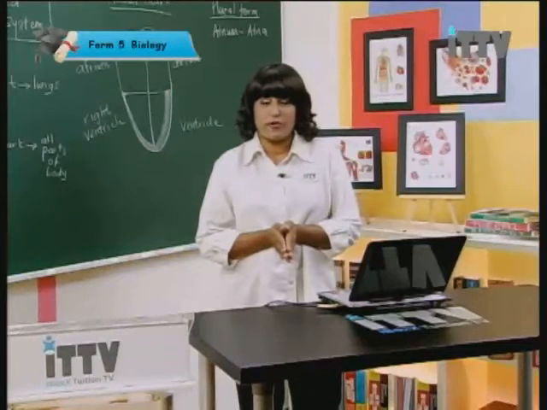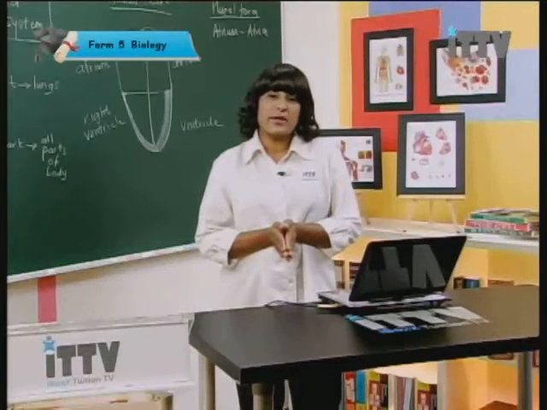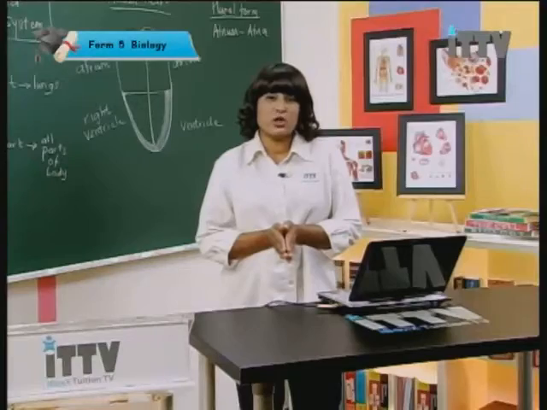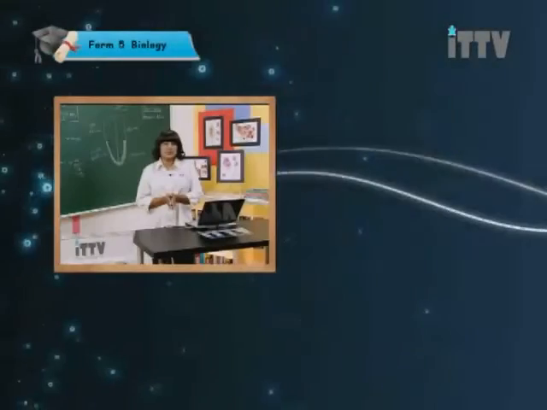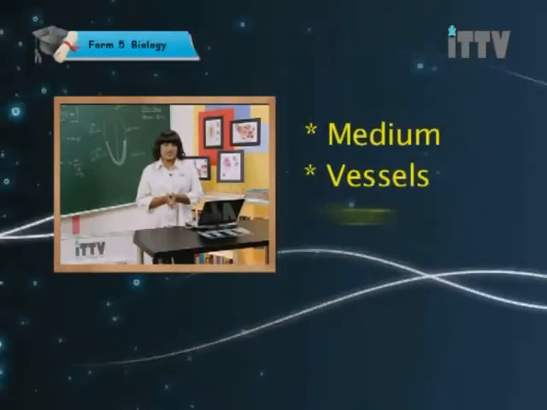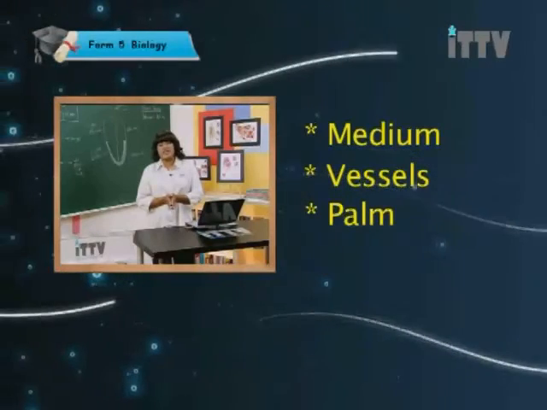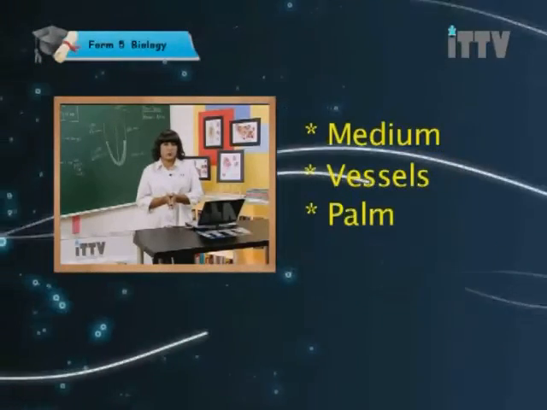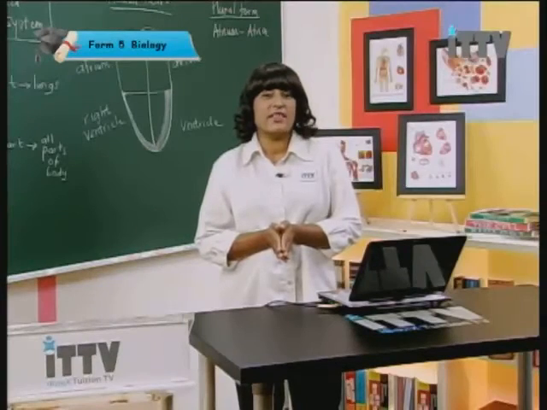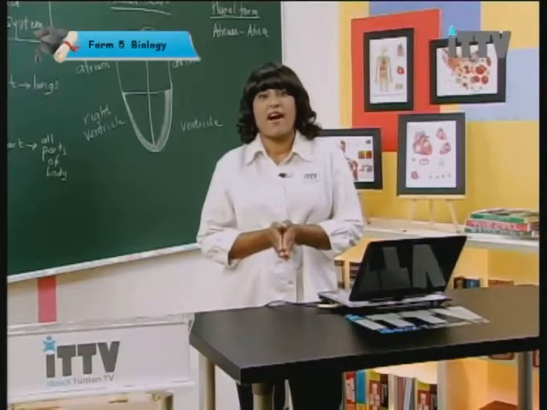We are meeting back again to discuss the topic of transport, which is the first chapter in Biology Form 5. In our lesson 2, we covered the topic of transport, which dealt with medium, vessels and the pump. And in our lessons 3 and 4, we covered the medium and vessels. Today, we're going to take a look at the pump, which is none other than the heart.